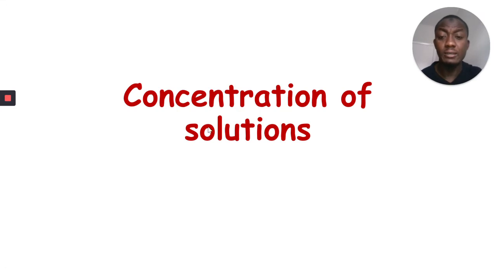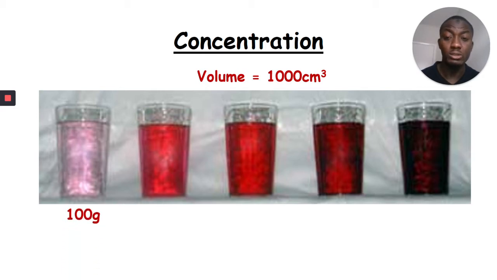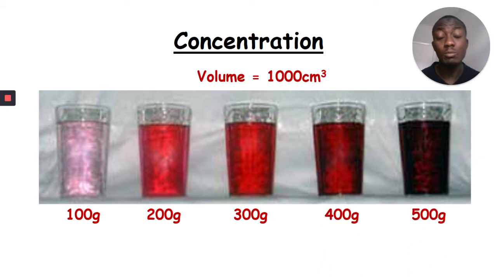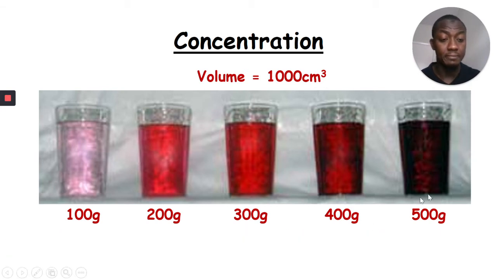So take a couple of solutions, each one of them 1000 cm cube in volume. If I tell you that I dissolved 100 grams of raspberry in the first one, 200 in the second one, and so on, and I ask you which one of them is the most concentrated, you will say is that one here. This one is the most concentrated. Why? Because it contains a large amount in the same volume compared to all of them. They all have the same volume, but this contains the largest amount.